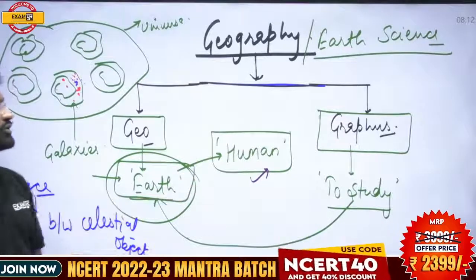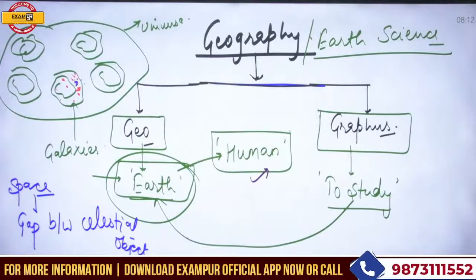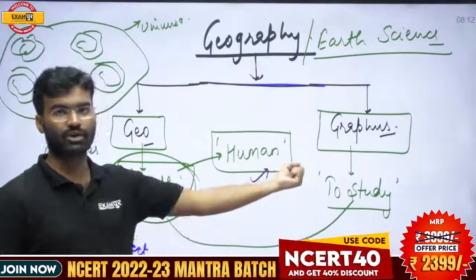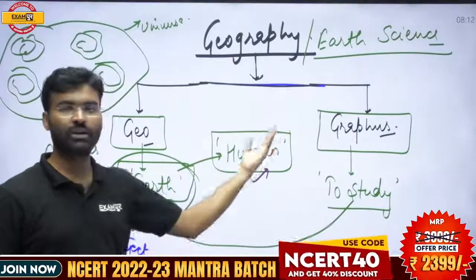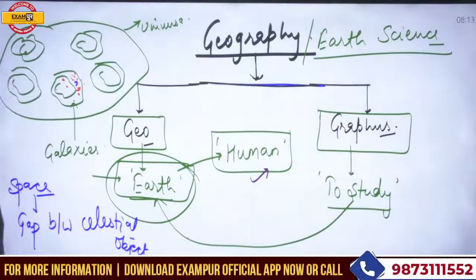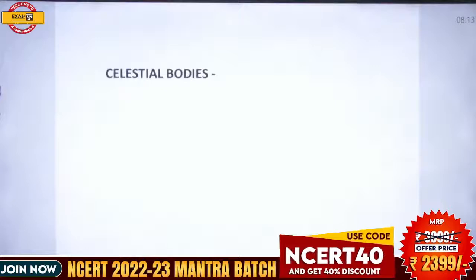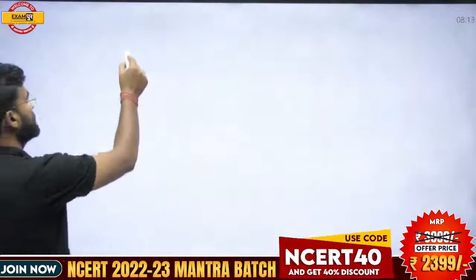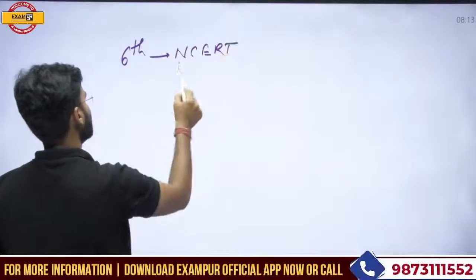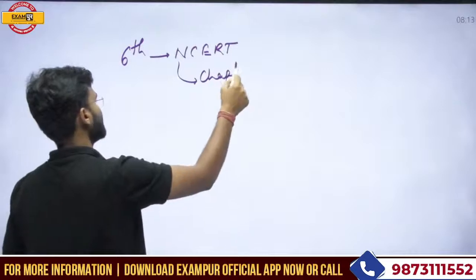This is the term of geography, and that is related to why we study the solar system before the deep study of geography. Okay, so the first chapter is related to the solar system. Class 6 NCERT, chapter number 1. We are going to study chapter number 1 of the class 6 NCERT.